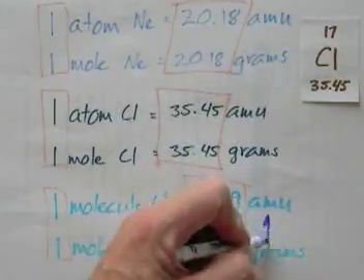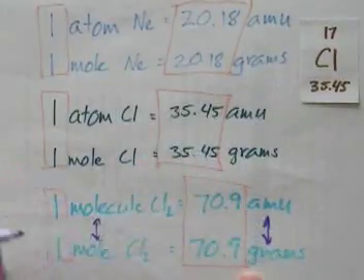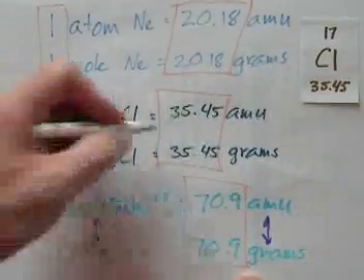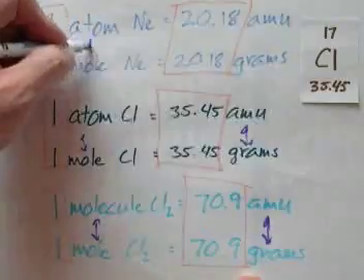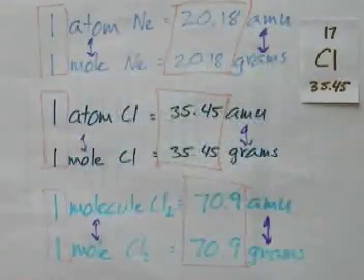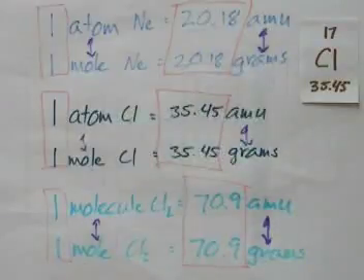So this is the only thing that changes. Molecules to moles, AMU to grams. Atoms to moles, AMU to grams. So that's how we use the periodic table to find molar masses.